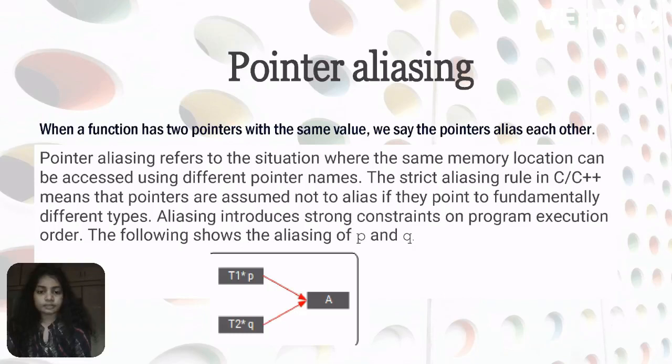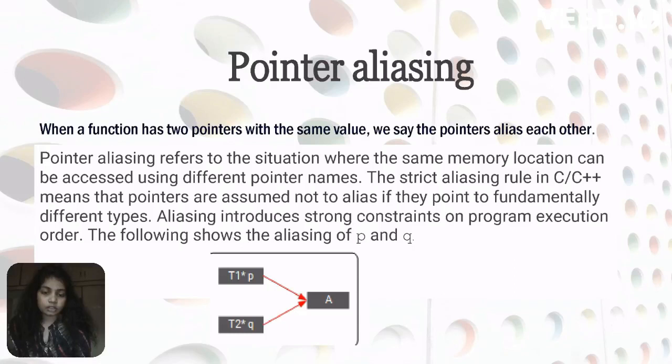Pointer aliasing. When a function has two pointers with the same value, we say the pointers alias each other. Pointer aliasing refers to the situation where the same memory location can be accessed using different pointer names. The strict aliasing rule in C or C++ means that pointers are assumed not to alias if they point to fundamentally different types. Aliasing introduces strong constraints on program execution order.